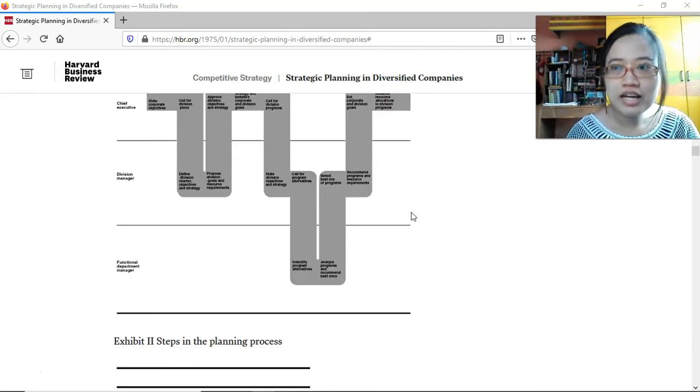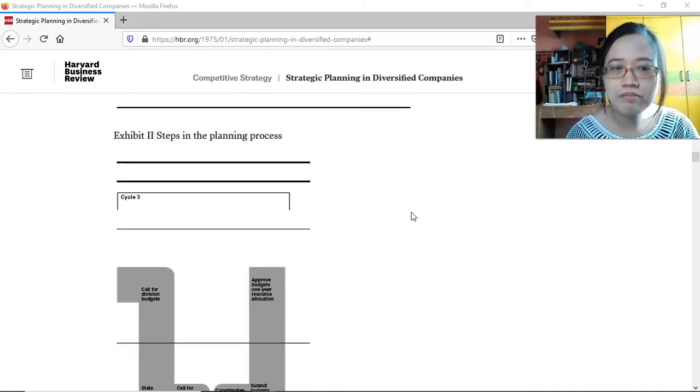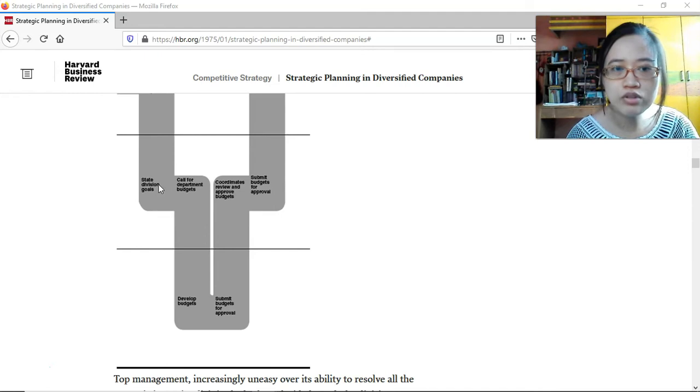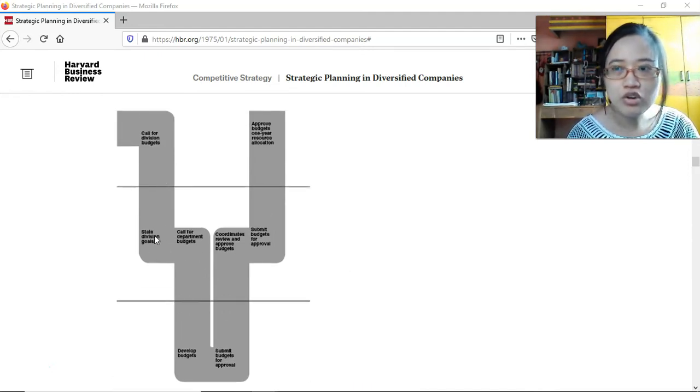And then, after that, saka pa lang, kapag nakapag-decide na yung top management, saka pa lang sila magko-call for division budgets. Tapos doon, syempre, alam na rin naman yung divisions, kung ano yung mga programs na na-approve ng top. So, based on what the top approved, doon nila i-base yung kanilang division budgets. Okay? So, dito, state division goals, call for department budget.